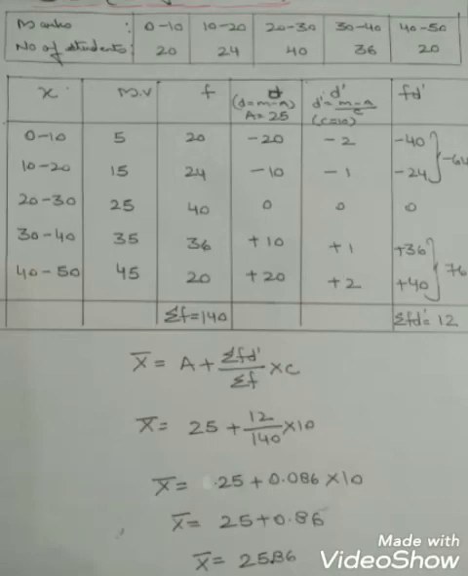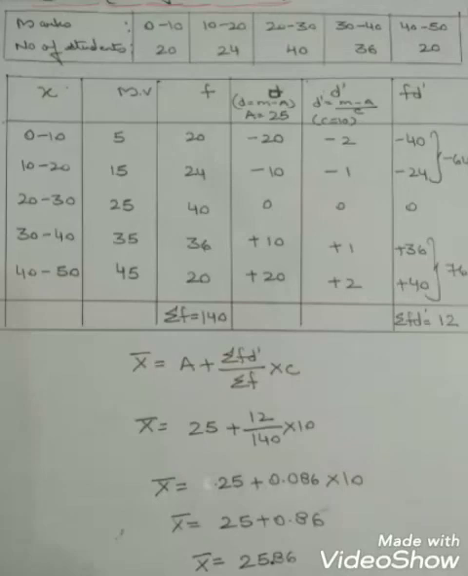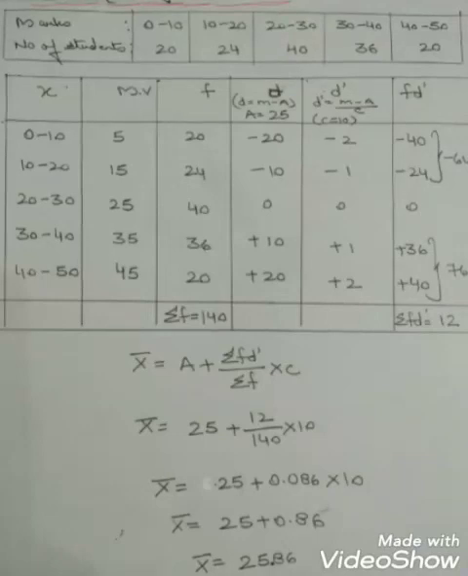Arithmetic mean equals A plus sigma FDI upon sigma F into C. Your assumed average is 25, sigma FDI is 12, sigma F is 140 and common factor is 10. So 12 divided by 140, that comes to 0.086. So 25 plus 0.086 into 10, 25 plus 0.86, and arithmetic mean comes to 25.86. So children, this is how you are able to calculate the mean by step deviation method under frequency distribution.